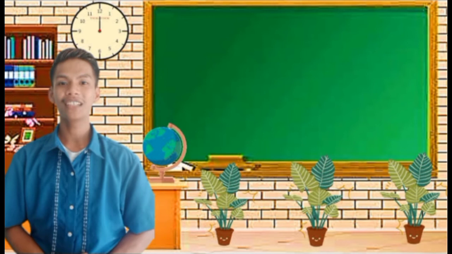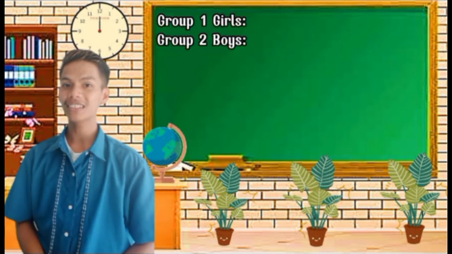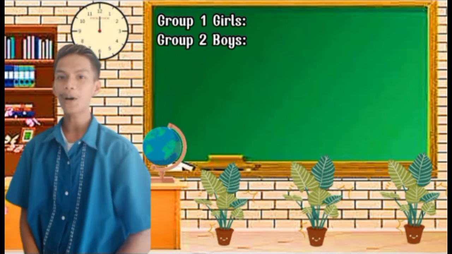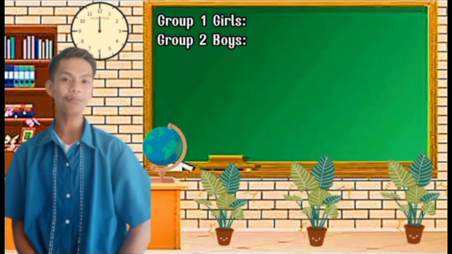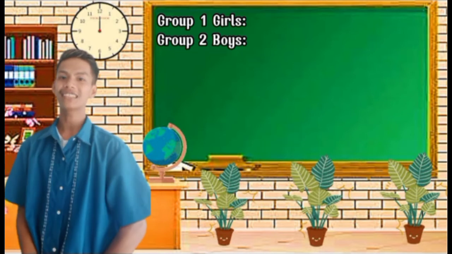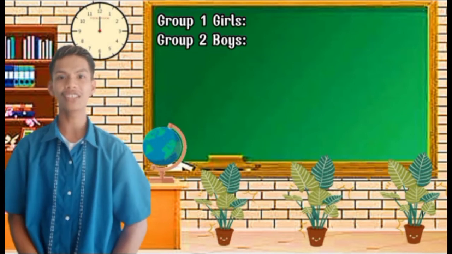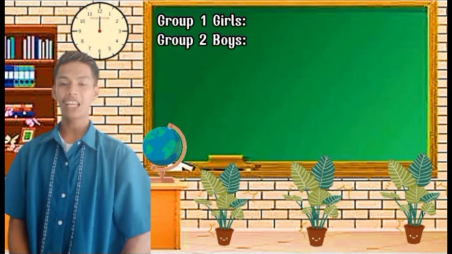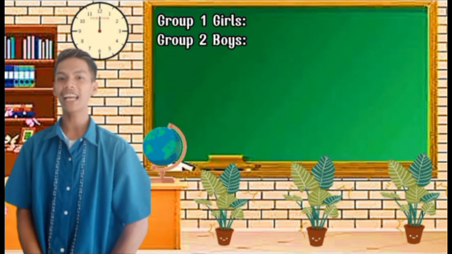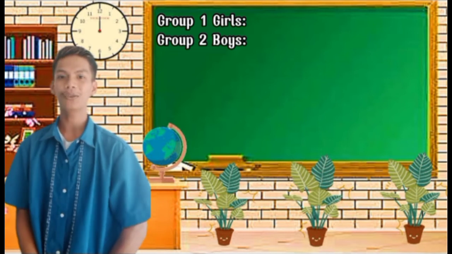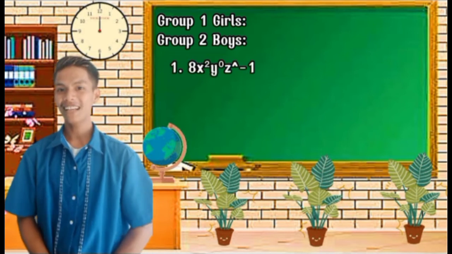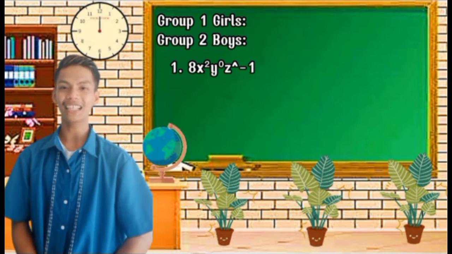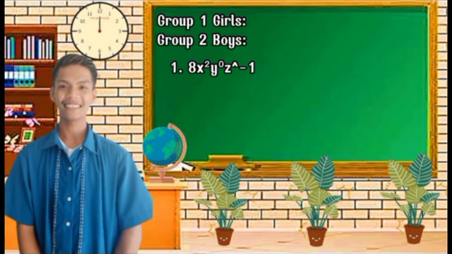I will divide you into two. Group 1 will be the girls and group 2 will be the boys. In this activity, you need to cooperate to solve the expression or to simplify it. Okay, let's start. I will flash the expression on our screen and I will count 1 to 3 for you to start. And if you're done, you can raise your hand and only the leader can raise their hand. Okay, number 1, 8x squared, y raised to 0, z raised to negative 1.